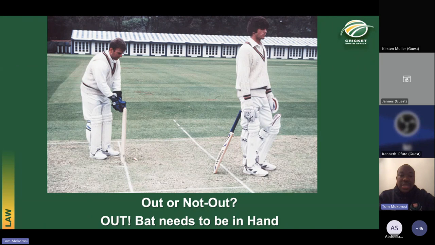The bat needs to be held in the hand, or at least some part of the hand or glove needs to be touching the bat. Okay.